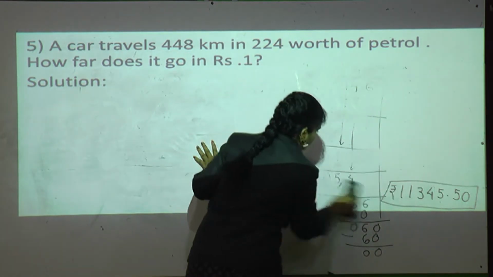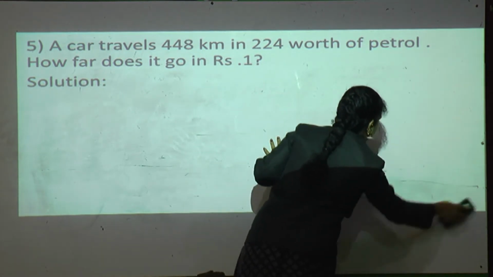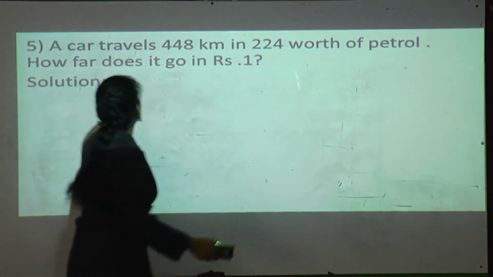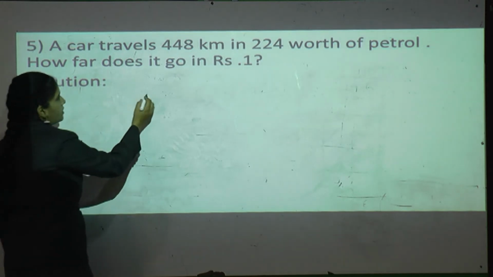Now here they have given us the example. The car travels 448 km in 224 rupees worth of petrol. How far does it go in rupees 1? So what we will do students here? Yes, just divide 448 by 224.